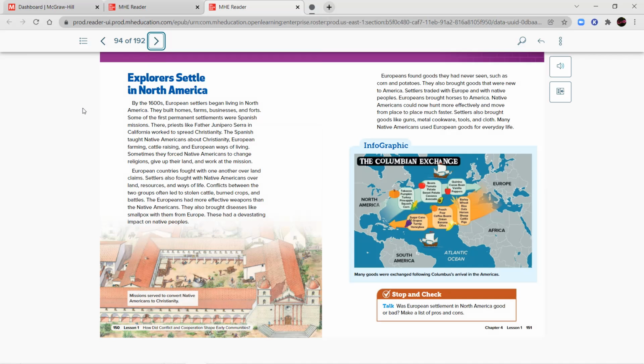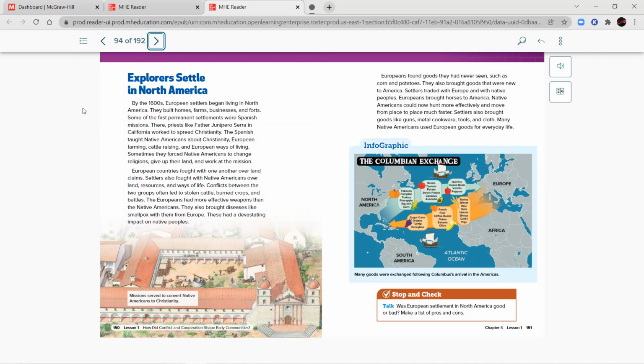Explorers settle in North America. By the 1600s, European settlers began living in North America. They built homes, farms, businesses, and forts. Some of the first permanent settlements were Spanish missions.